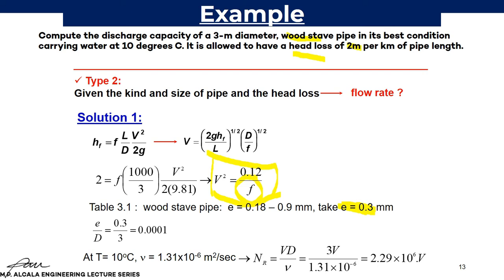You need to correct this, class. Sorry about this. This is 3 times 10 to the 3, so 0.3 divided by 3 times 10 to the 3, because you need to have the same units. So the relative roughness is 0.001. At 10 degrees Celsius, you have a kinematic viscosity of 1.31 times 10 to the negative 6, which gives us the Reynolds number as a function of V of 2.29 times 10 to the 6. This will be your equation 2. This is your equation 1.